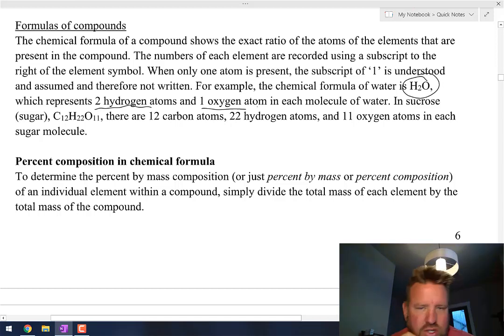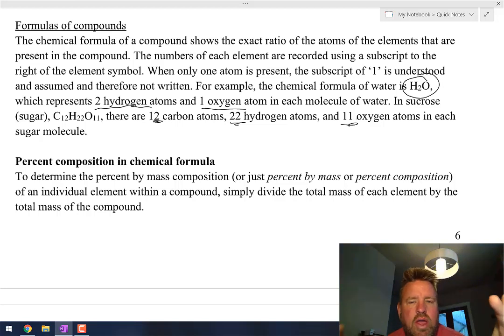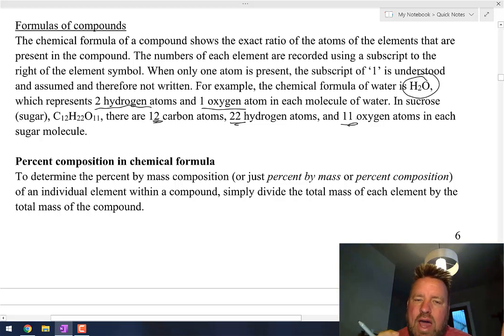atoms, 1 oxygen atom. In the chemical formula of sucrose, the table sugar that you put on your cereal or whatever, there's always 12 carbon atoms, 22 hydrogen atoms, and 11 oxygen atoms. One of the things that we can do is take that molecule of, let's say, sugar, and figure out, of that molecule that has the 12 carbons, 22 hydrogens, and 11 oxygens, what percent of that molecule is made up of carbon atoms?